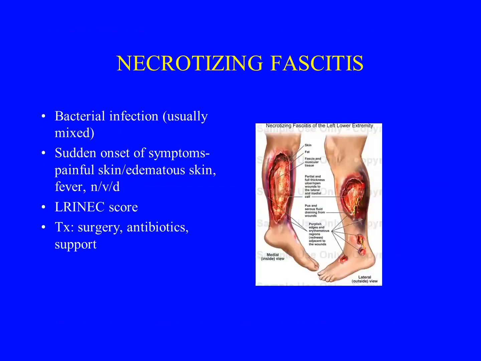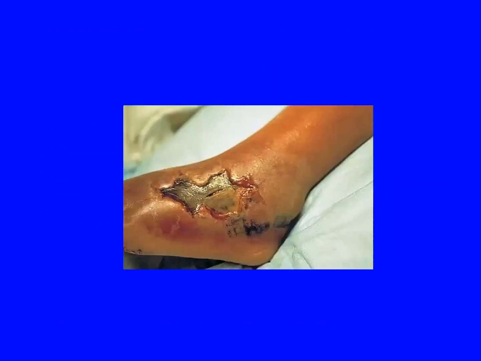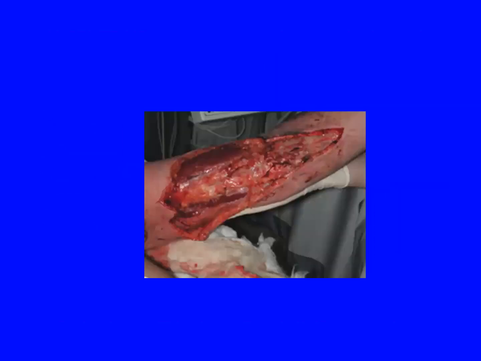Necrotizing fasciitis, bacterial infections, usually mixed. We already did that in the bacterial infections. Sudden onset, edematous skin, painful skin. And since it's deep, the inflammatory findings are more present on the skin surface rather than the deeper. Another picture.